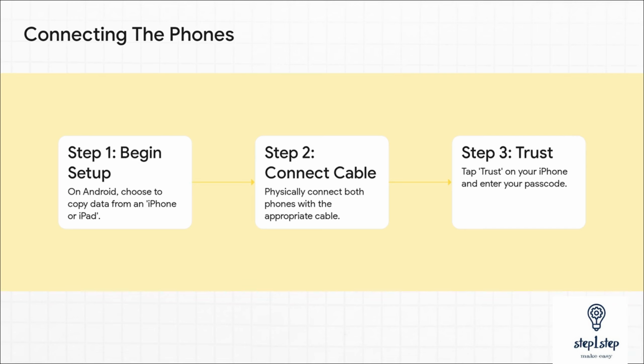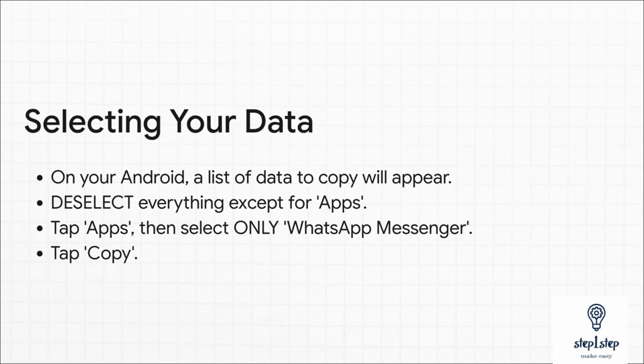Now, go ahead and connect the two phones with your cable. Your iPhone will pop up a little message asking if you trust this computer. Just tap yes and punch in your passcode. Now, your Android is going to show you a whole list of stuff it can copy over. Here's the key part. Uncheck everything except for apps. Then you tap into that apps category and select only WhatsApp Messenger.